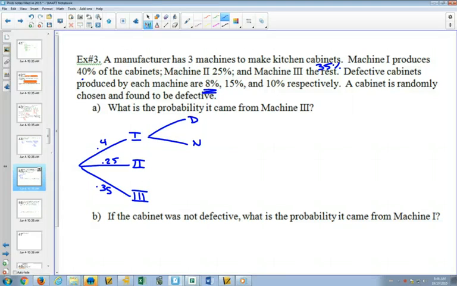Then it's either defective or not defective. Defective or not defective. Defective or not defective. And it depends on which one. We get different percentages. So machine 1 is only 8% defective, 92% are good. Machine 2, 15% and 85%. And machine 3, 10% and 90%.